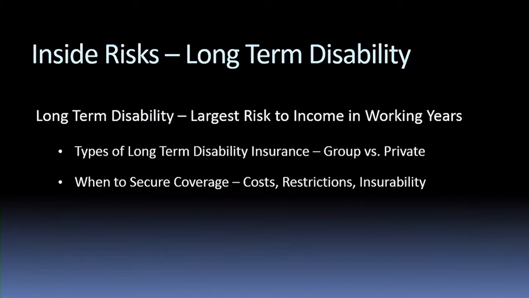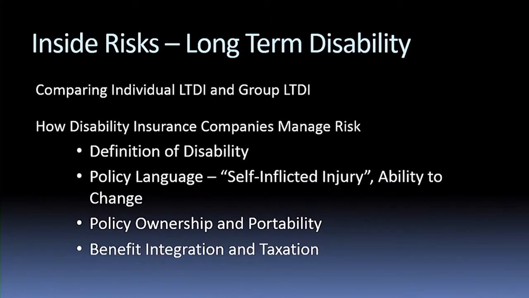Now, looking at long-term disability insurance, we'll go through a couple of different things, mainly the types, and then also when to secure coverage. Now, comparing individual disability or private disability insurance and group disability insurance, it really comes down to how the insurance companies manage risk. When we talk about group disability insurance, what that's referring to is what you have through your employer.